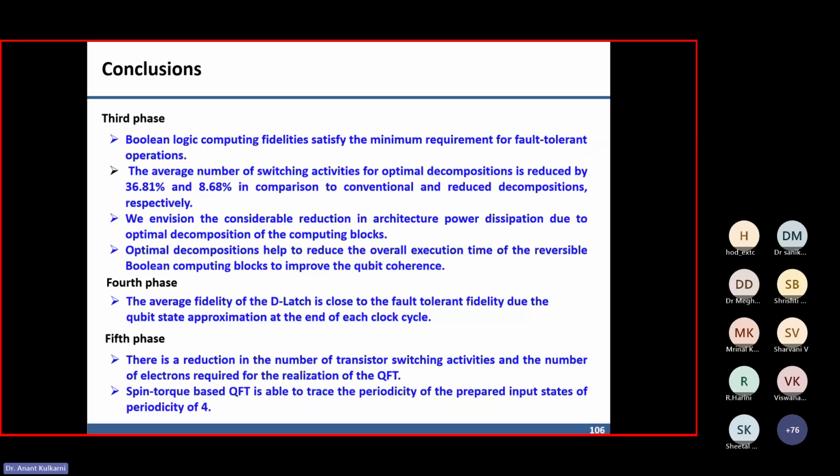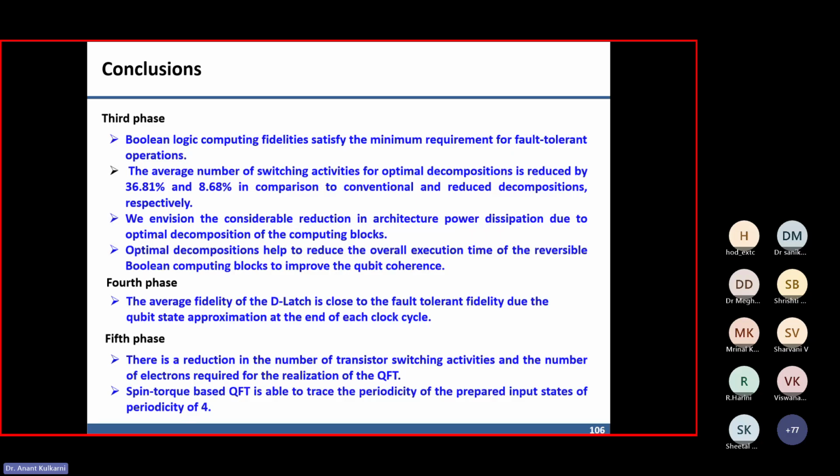What is the third phase? Based on Boolean logic computing, fidelity satisfies the minimum requirement for fault tolerant operations. The average number of switching activities for optimal decompositions is reduced by 36.81% and 8.68% in comparison to the conventional reduced decomposition respectively. We envisioned a considerable reduction in architecture power dissipation due to optimal decomposition of the computing blocks. And with the help of this, what we concluded is that optimal decomposition helped to reduce the overall execution time of the reversible Boolean computing blocks to improve the qubit coherence.